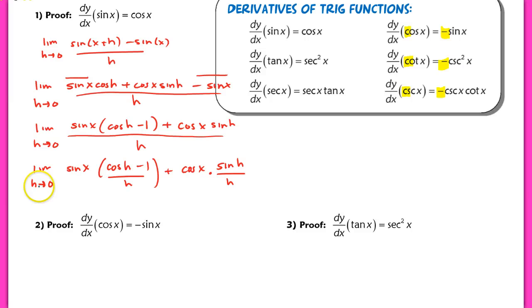Now I know the limit as h approaches 0 of this expression here, that's something we just proved yesterday, that's equal to 0. And the limit as h approaches 0 of the sine of h over h, that is equal to 1. So just by evaluating here, a lot of the terms are going to drop out. We have the sine of x times 0 plus cosine of x times 1. So obviously that is 0. We end up with the cosine of x. So we've just proven that the derivative of sine of x is equal to cosine of x.